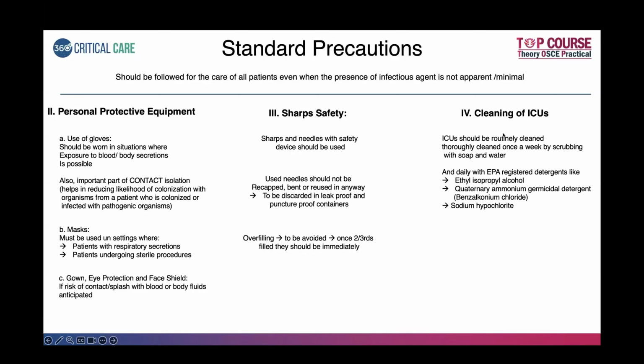So then coming to cleaning of the ICUs, ICUs should be cleaned thoroughly once a week by scrubbing with soap and water, and daily with EPA registered detergents like ethyl isopropyl alcohol, quaternary ammonium germicide detergents like benzalkonium chloride, and sodium hypochlorite. Please remember these three chemical agents which are used for disinfection of the ICU.